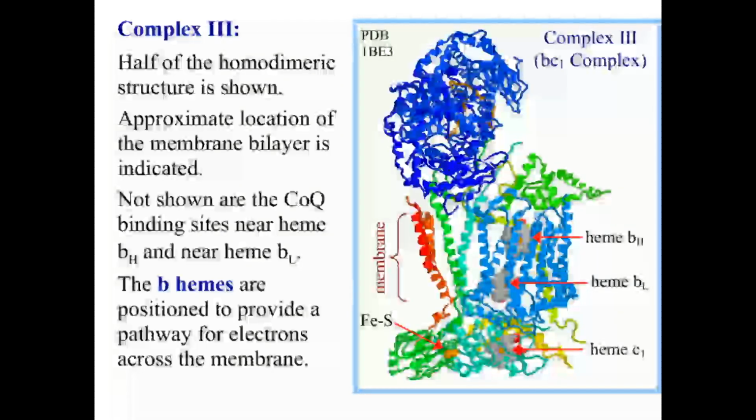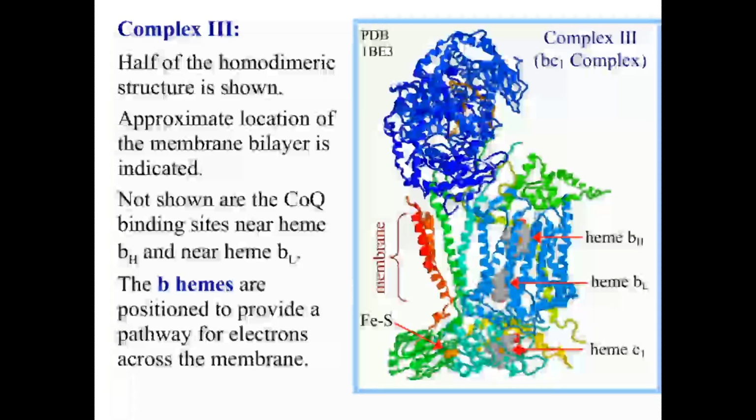What's really important to note, though, is that we're not showing the CoQ binding sites near heme BH and heme BL on this slide. These sites are essential because they facilitate the transfer of electrons. Speaking of electrons, the B hemes are strategically positioned to create a pathway for electrons to move efficiently across the membrane. This arrangement is vital for the proper functioning of the electron transport chain and ultimately for ATP production.